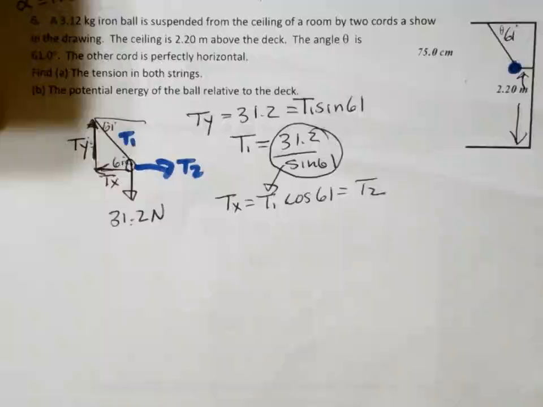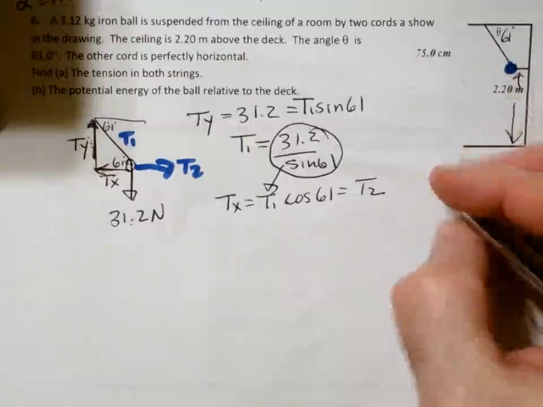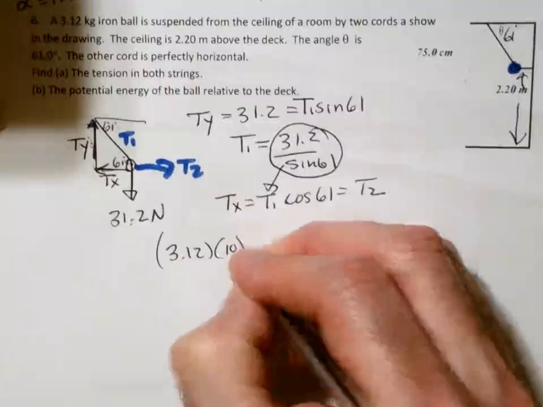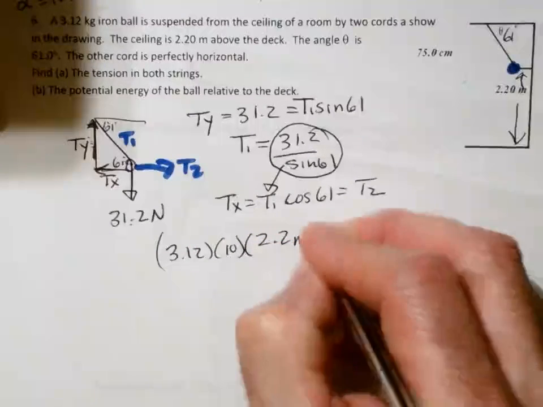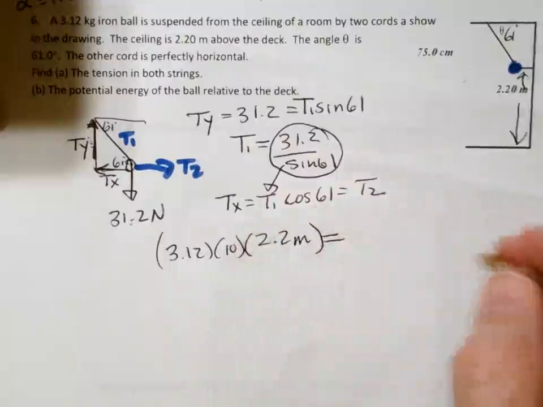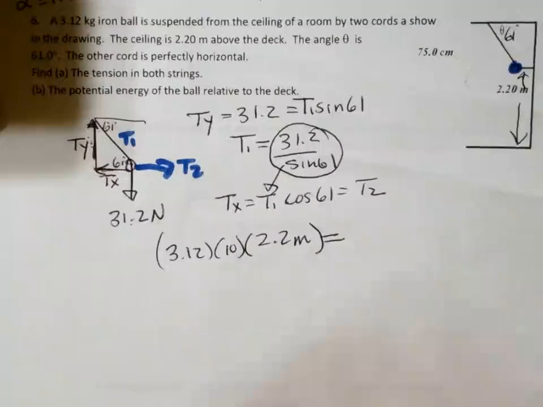The potential energy of the ball relative to the deck would be the mass, 3.12, times g, times the height, 2.2 meters. And you multiply that all together and get the answer. All right, there you have it.